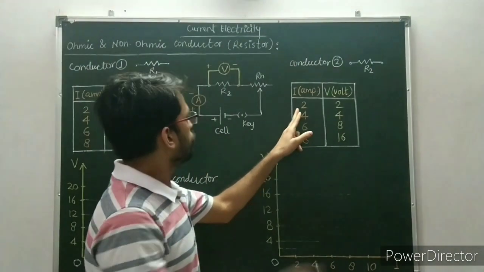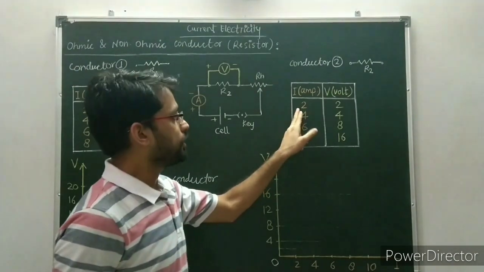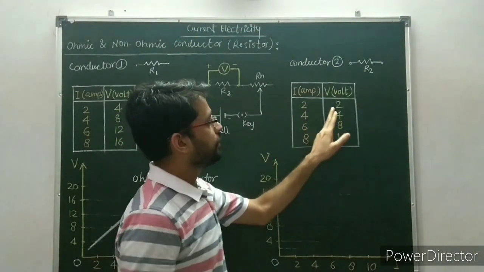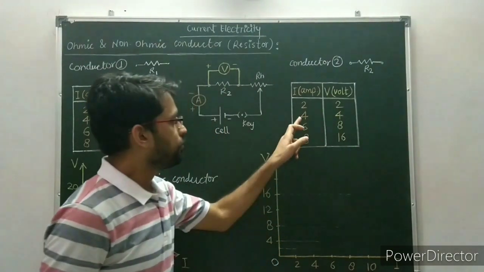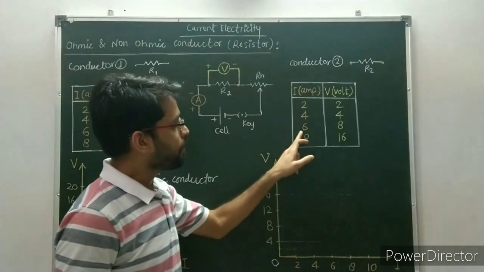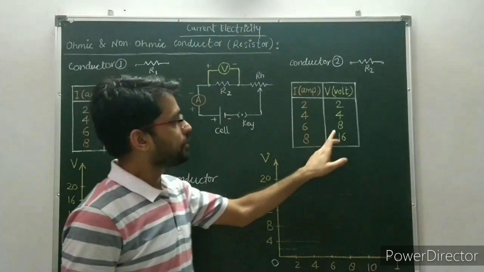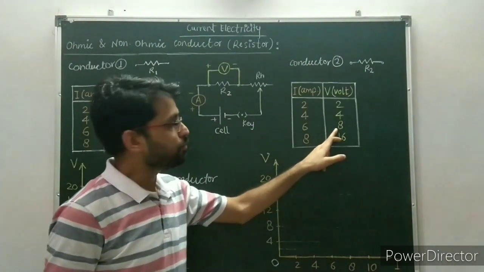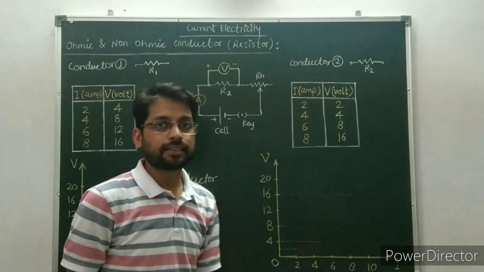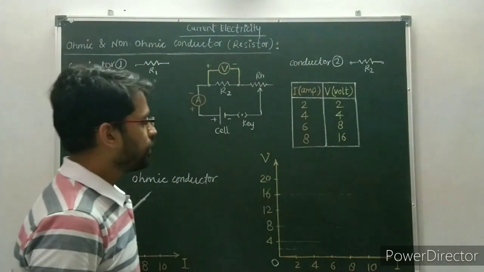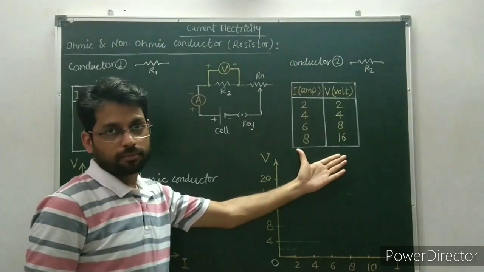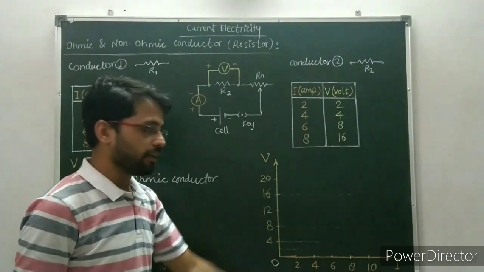When the current flowing through the conductor is 2 ampere, the potential difference across the conductor is 2 volt. When the current is 4 ampere, the potential difference is 4 volt. When the current is 6 ampere, the potential difference is 8 volt. And when the current is 8 ampere, the potential difference is 16 volt. Now plot these points on the VI graph.